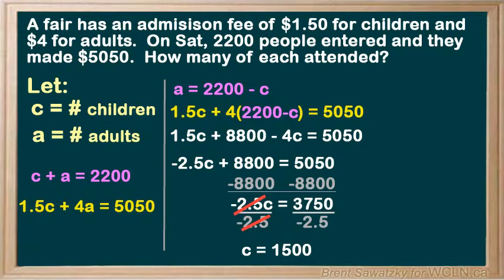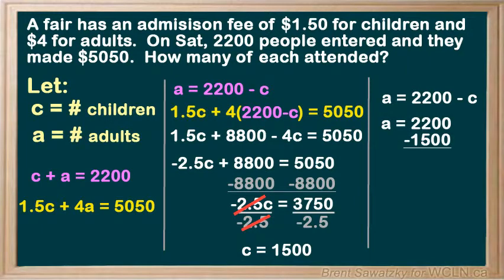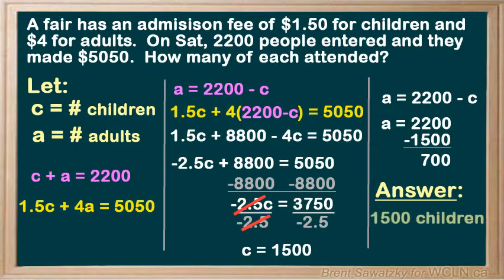So we need to go back and solve for A. Using our first equation and solving for A, we see that A equals 2,200 minus C, or plugging in our value for C, 2,200 minus 1,500, or 700. A equals 700, and that's the number of adults on that day. So we've solved it, and we've determined that on that day there were 1,500 children and 700 adults.